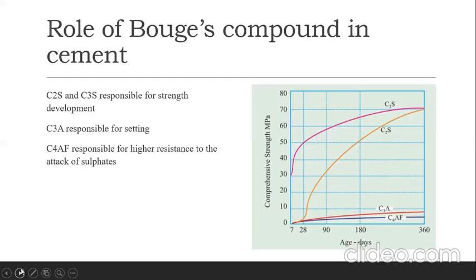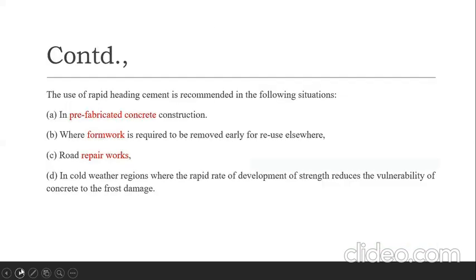So if you need high strength or if you need to attain strength at a very early age, you need to boost the proportion of C3S as well as C2S content in the cement. And as it said, where you need early removal of form work, in those places you can use this rapid hardening cement. In addition to which, you can use this type of cement for repair works.